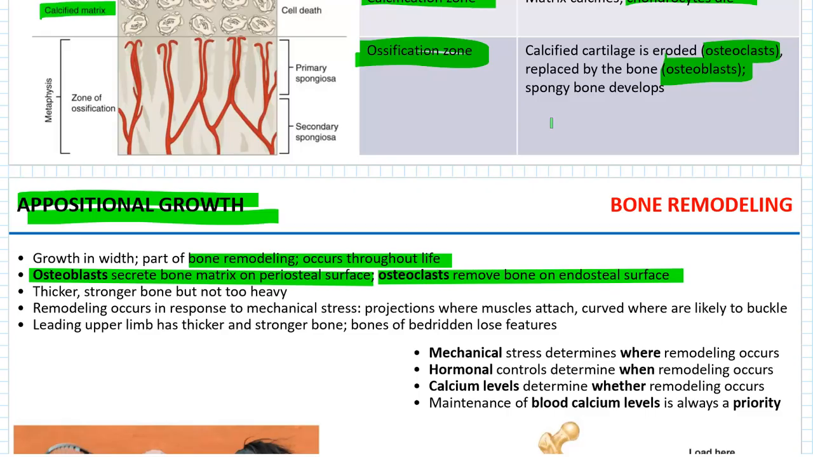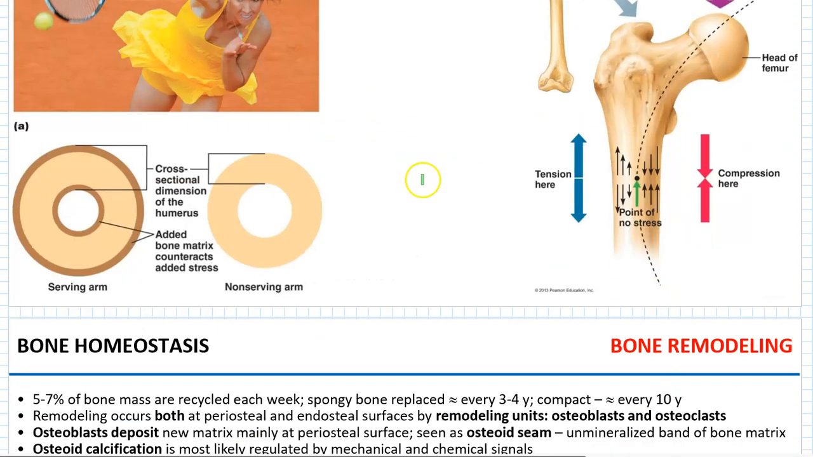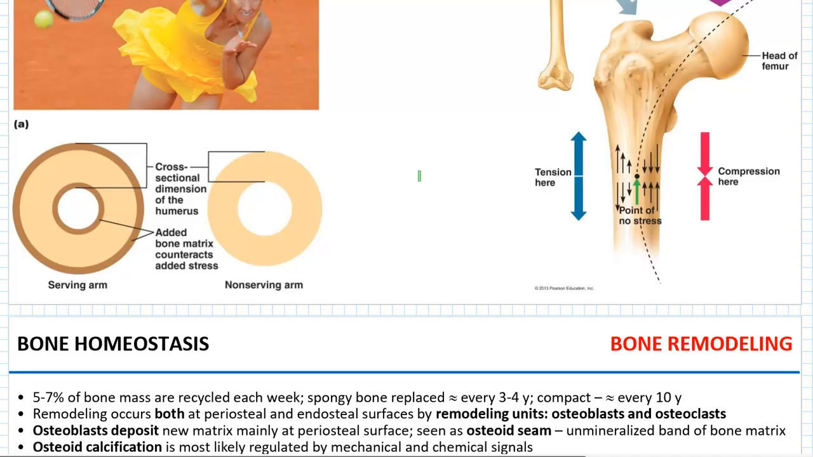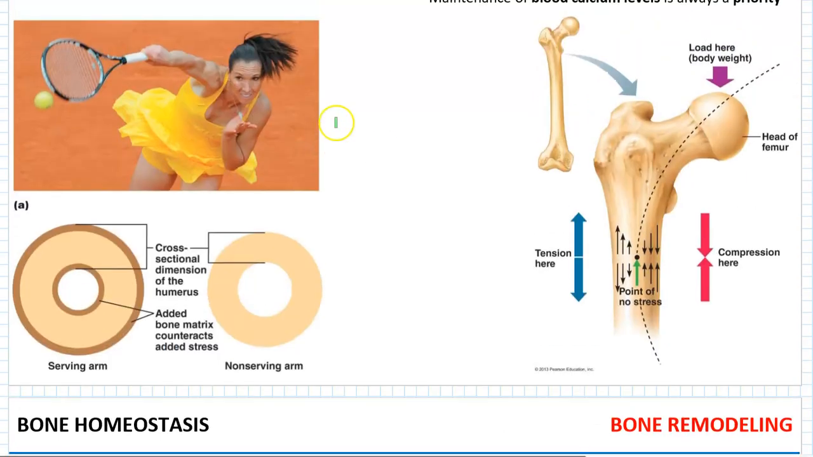Understood? So look at this tennis player. It's a pretty huge effort. Anyone who ever played tennis knows that it's a lot of effort. So the serving arm of the professional tennis player will have thicker bones compared to a non-serving arm.